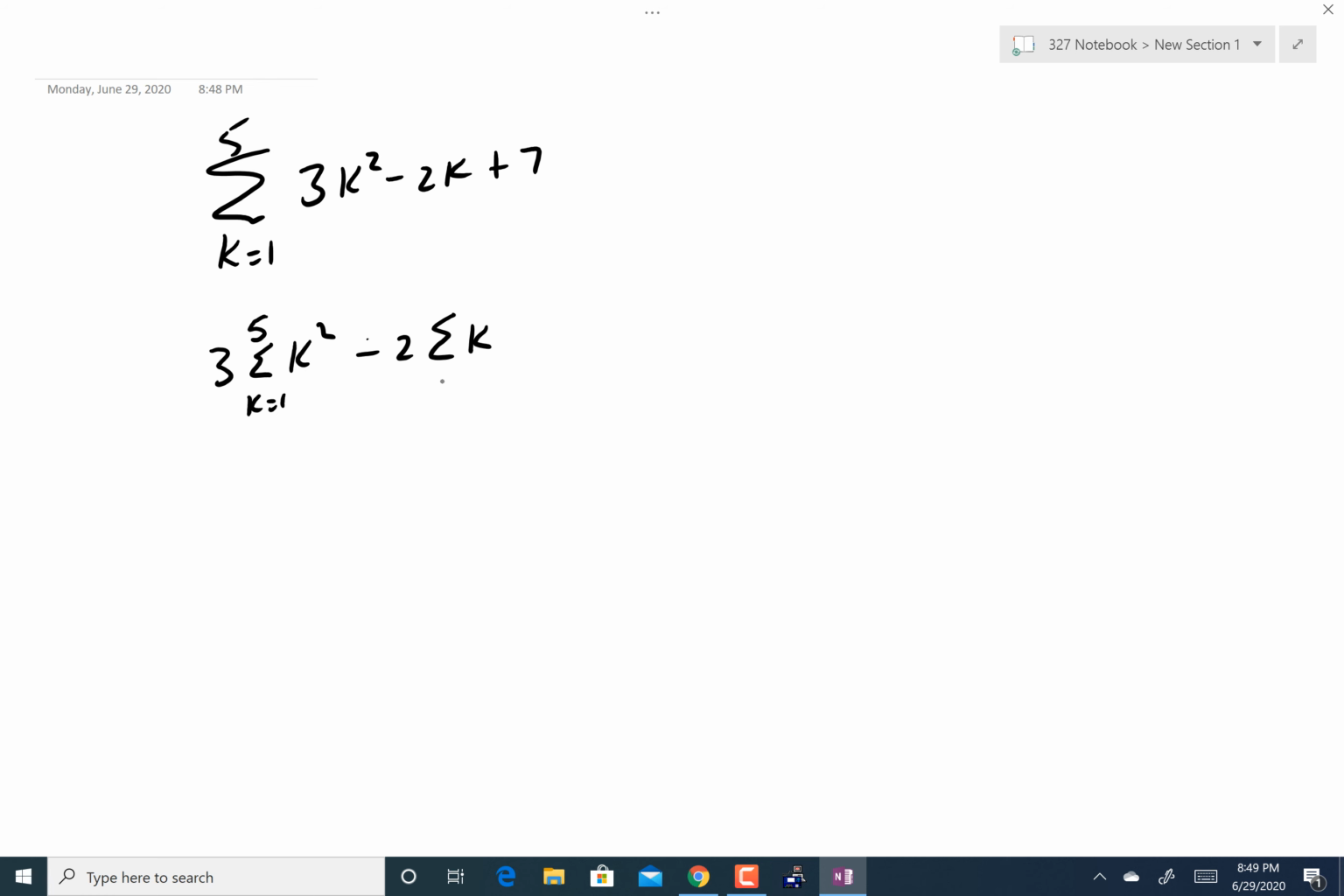For instance, if you wanted to find the sum, the actual sum, k equals 1 to 5 of 3k squared minus 2k plus 7. Okay. Well, the guy can do this, break it up. Okay, let's do the hard part first. What is the sum of 1, 5 times? It's 5. So that's 35.